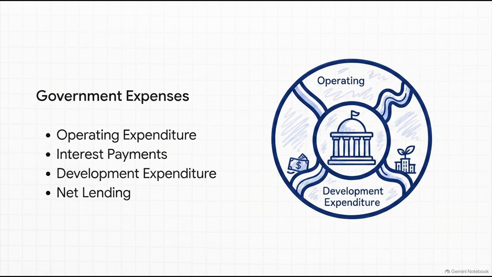The catch here? Total expenditure almost always exceeds total revenue, which leaves the government with a persistent budget deficit. It's just a structural reality of the system, meaning they constantly have to figure out how to finance that gap.